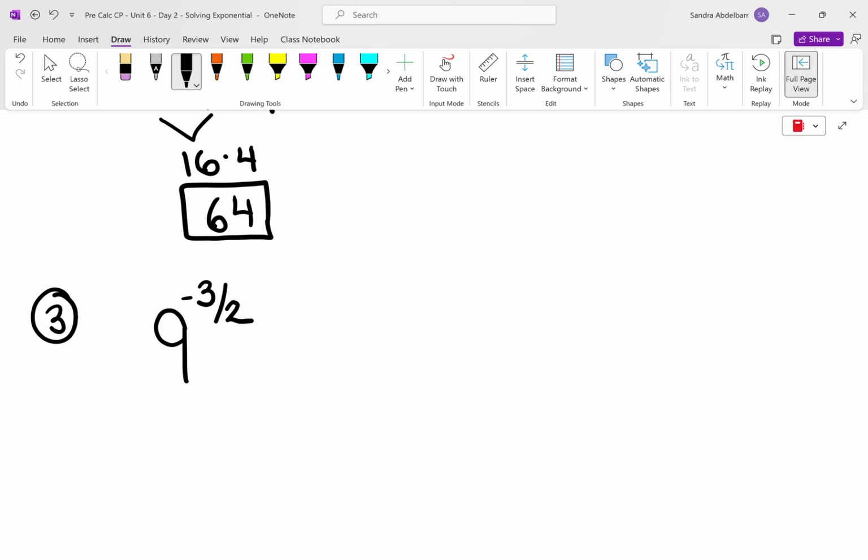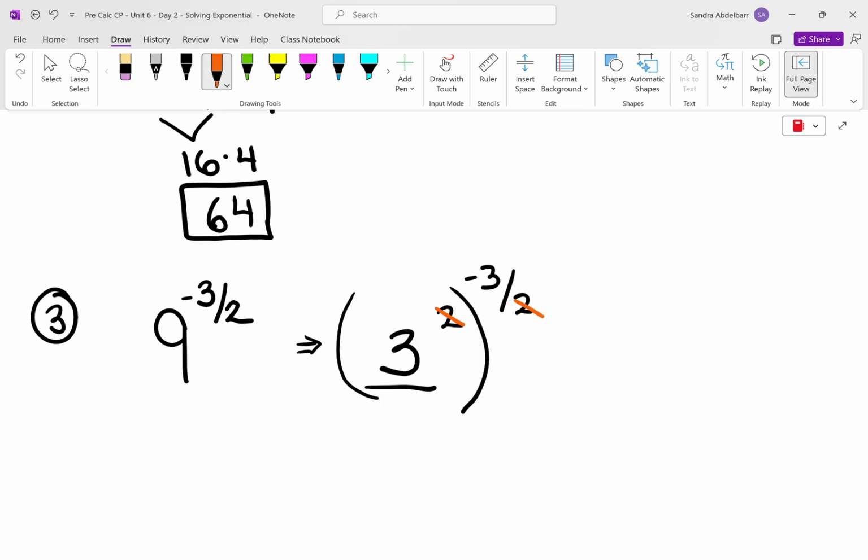Nine raised to the negative 3/2 power. I'll deal with the negative after. Right, we'll deal with the negative at the end. Let's just try to change our base. So I want to change 9 into some number raised to what power? To the second power. And then that will be raised to the negative 3/2. So 9 could be what number raised to the second power? 3. Power to a power, we cancel. So now I'm left with 3 to the negative 3rd power.